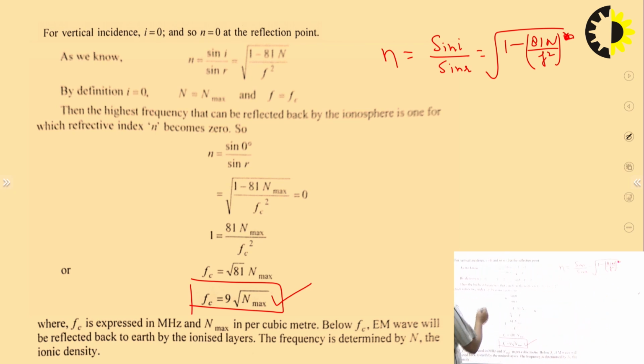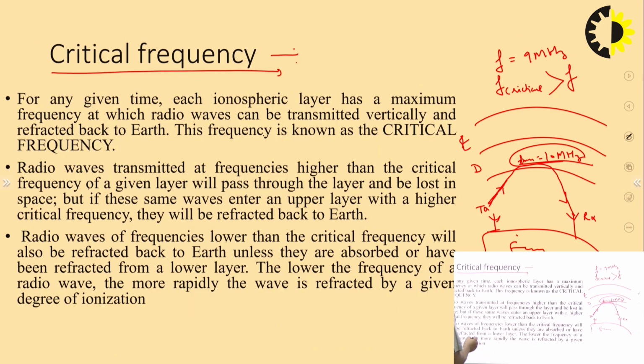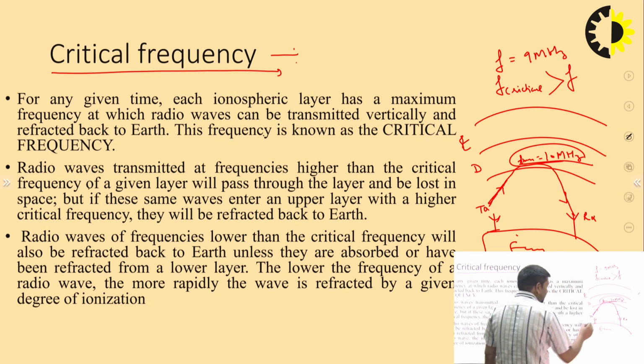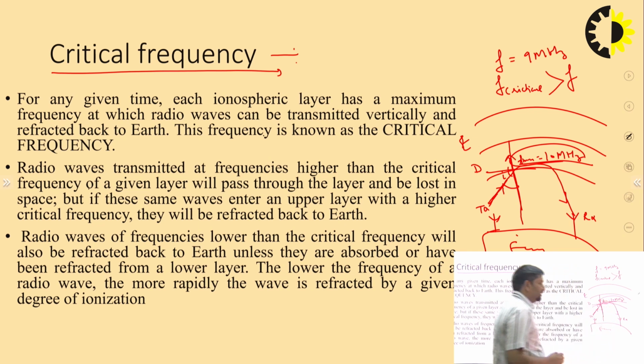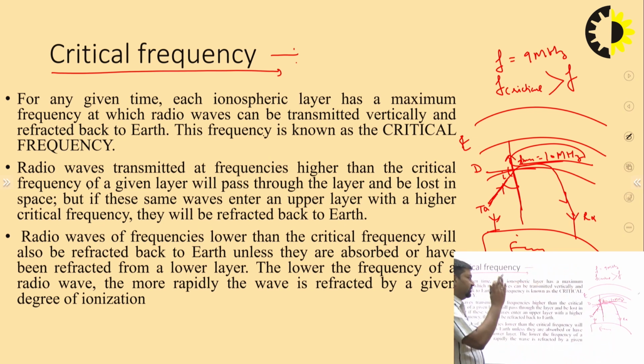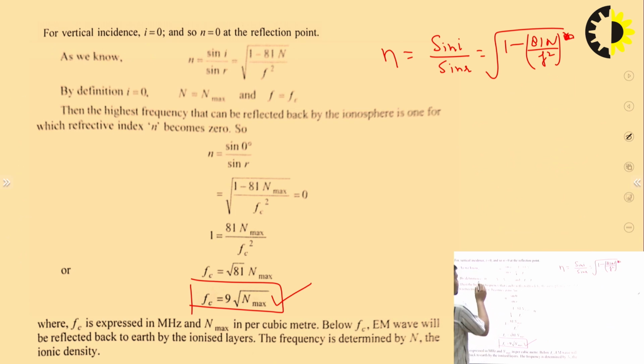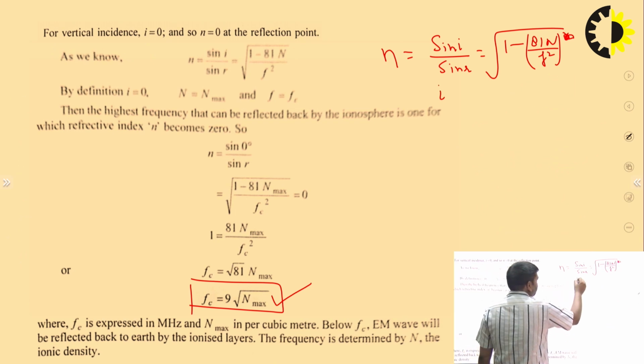According to the definition of critical frequency, if i is equal to 0, what is the meaning of i? i is the incident angle. If i is equal to 0 degrees, it means we transmitted the sky wave perpendicular. So in this case, i is equal to 0.